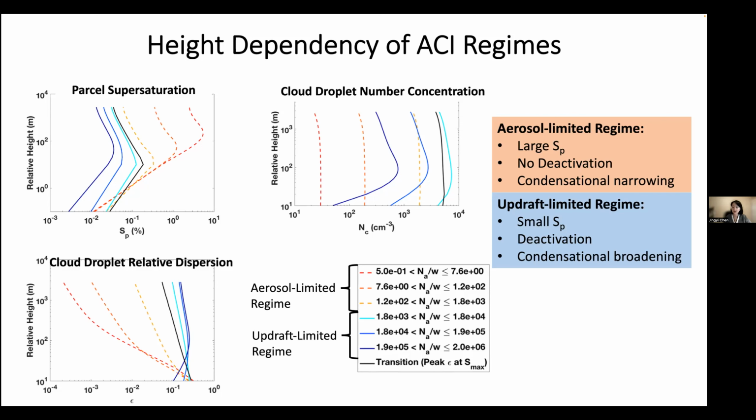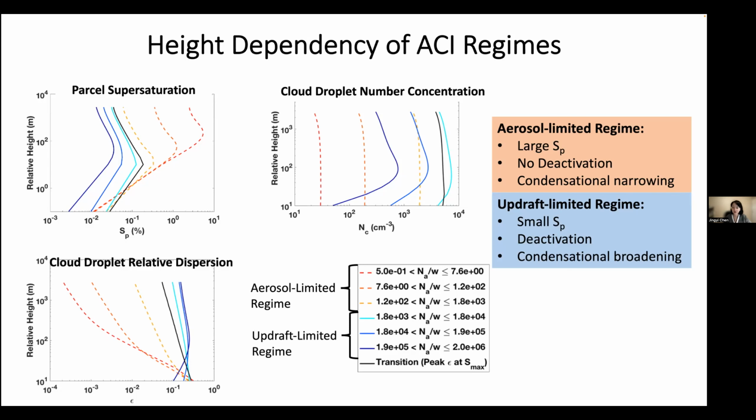And the droplet number concentration in the aerosol limited regime holds almost constant, but decreases at higher levels in the updraft limited regime. Note that most parameterizations assume droplet concentration is constant during the growth of the cloud parcels, which is not the case for the updraft limited regime. And also the evaporation and deactivation happen in the updraft limited regime. We have a slide later to give you more details about this deactivation.